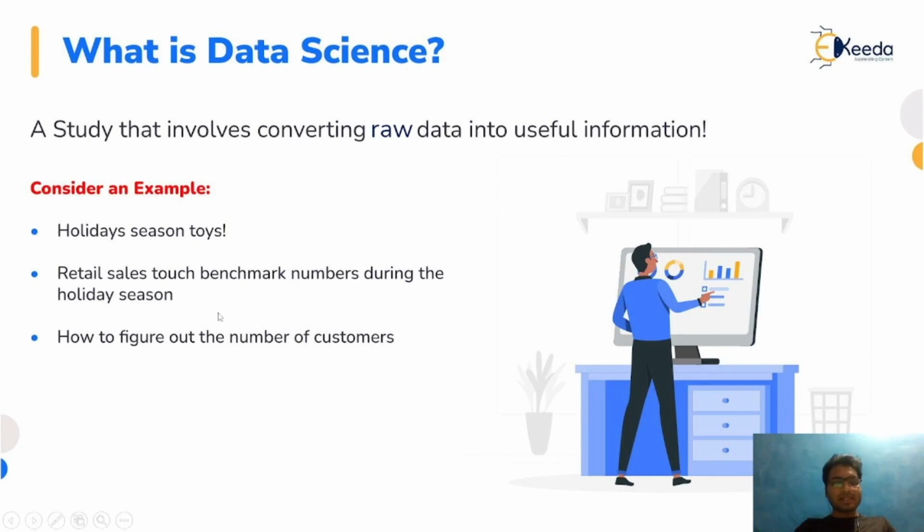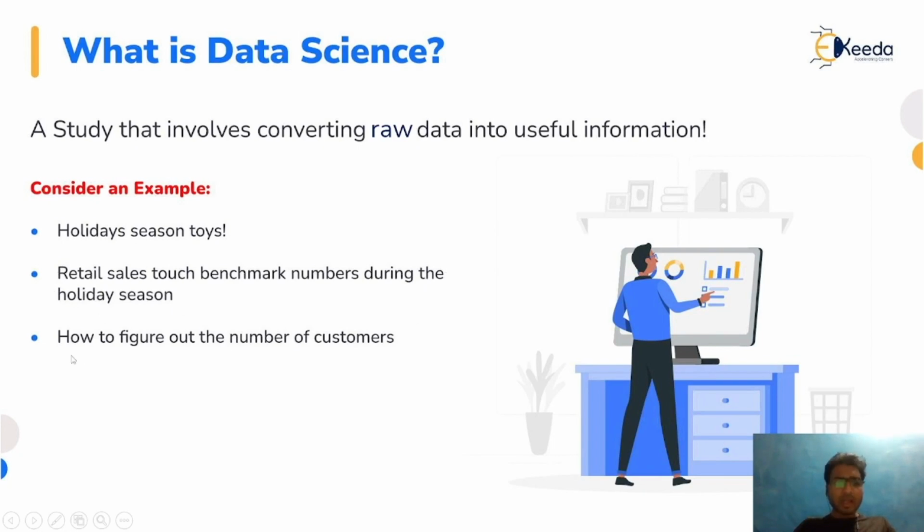Second is retail sales touch benchmark number during the holiday season. So this is one kind of information where they are saying that retail sales are higher during the holiday season as compared to the normal season. So this is information which has been derived from our raw data.